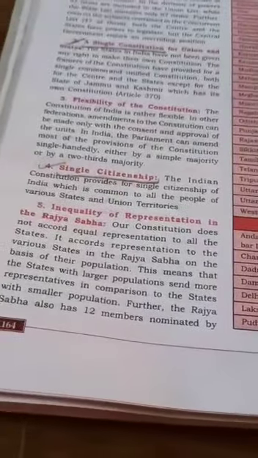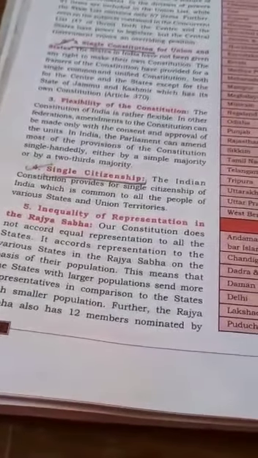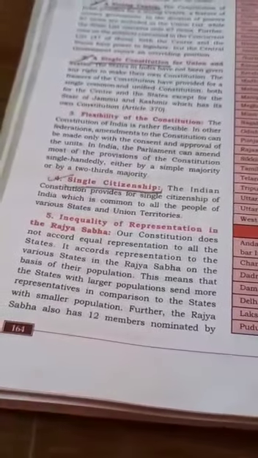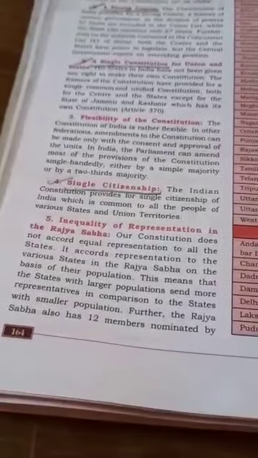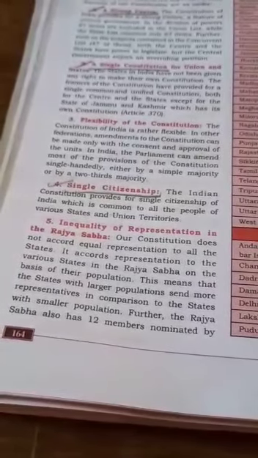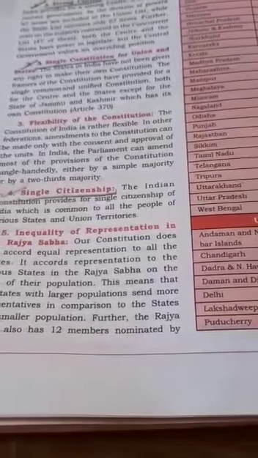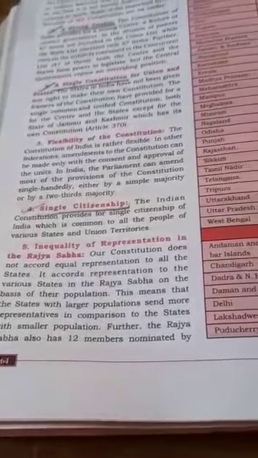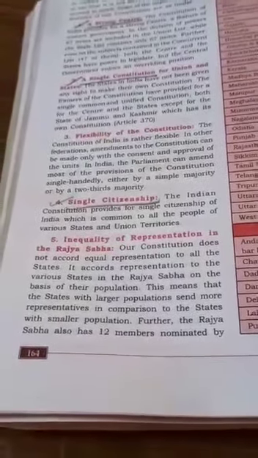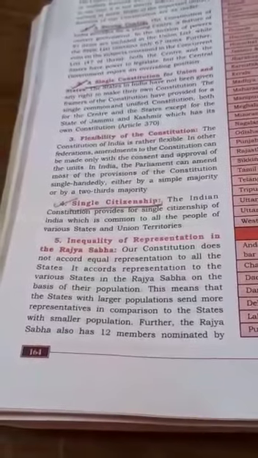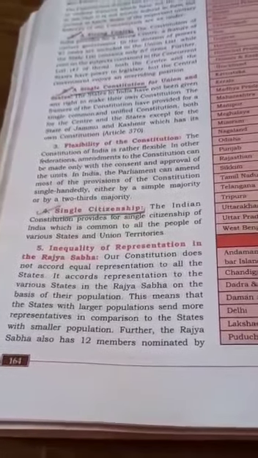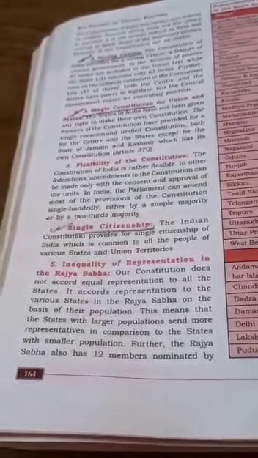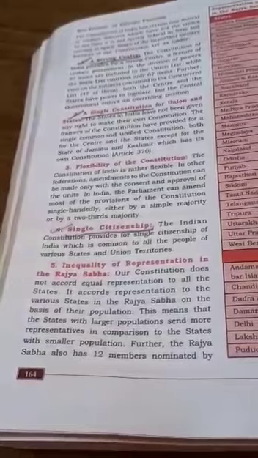Now, a single constitution for the union and the state. Though we are having a central government and different state governments, no state is having its own constitution. One constitution will be applicable on the whole of the country. Then, flexibility of the constitution. We can't say that a lot of changes can be made every time in the Indian constitution, but it's a little flexible also, so amendments can be made whenever we feel the need. With a 2/3 majority we can make amendments in those provisions.